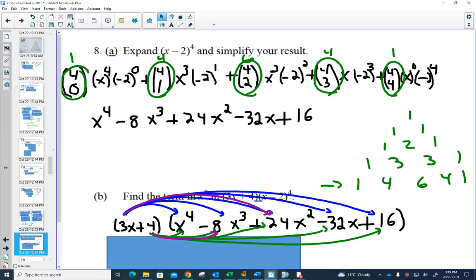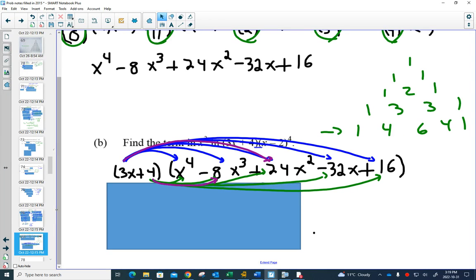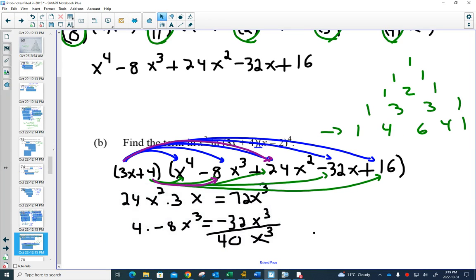So really, all I have to think about is the 24x squared times 3x, which is 72x cubed, and the 4 times the negative 8, negative 32, to get 40x cubed in total. Does it make sense that you wouldn't have to do all the multiplication? Just the purple arrows in the end.